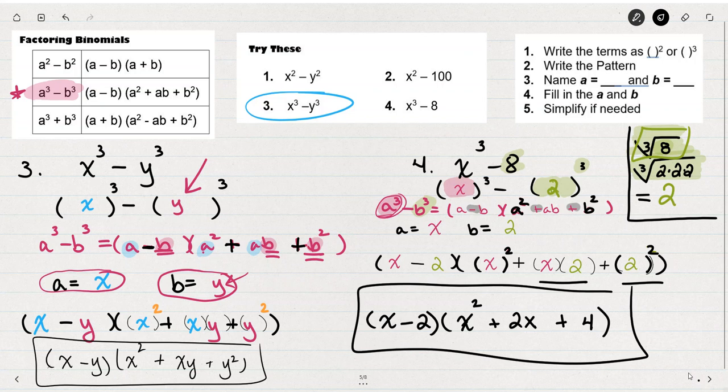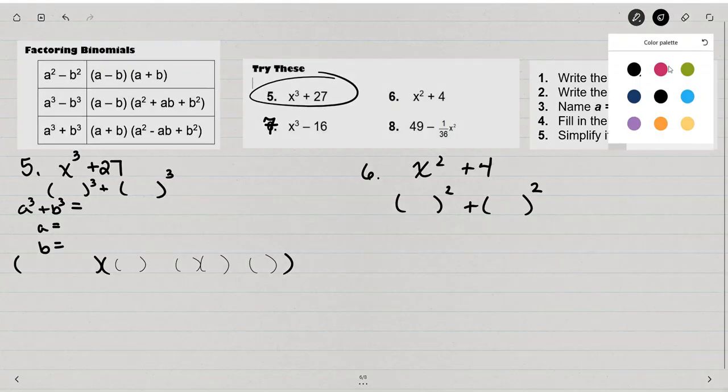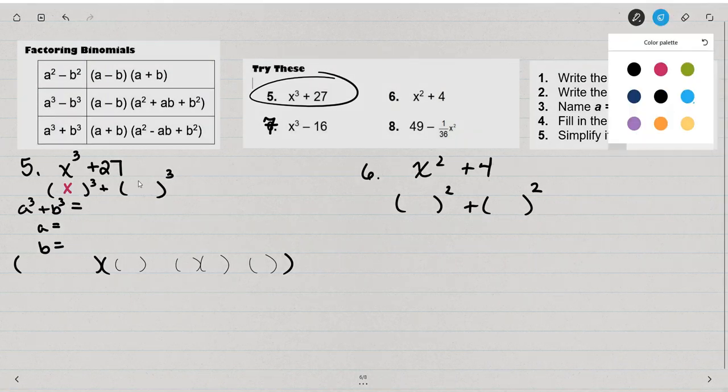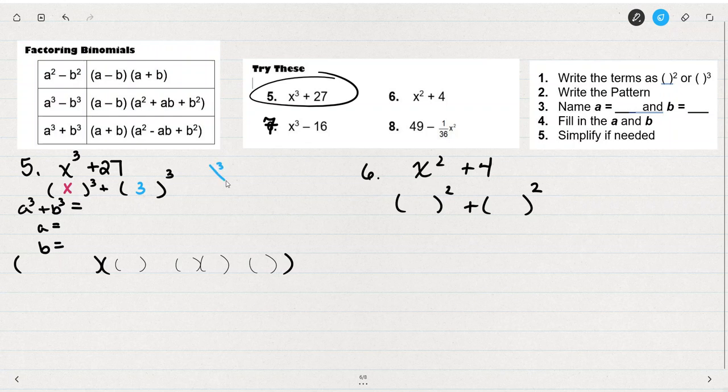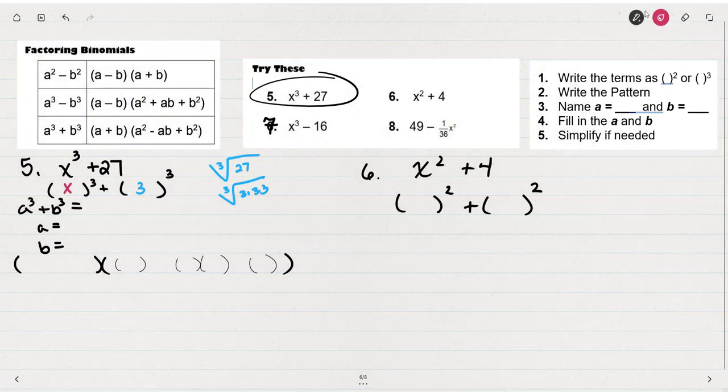When I look at number 5 on the next page here, x cubed plus 27, it looks like the cube root of x cubed is x, and the cube root of 27 is 3. Where'd the 3 come from? Cube root of 27. 27 is 3 times 3 times 3, so the cube root of 3 times 3 times 3 is 3. A cubed plus b cubed, that pattern factors out.